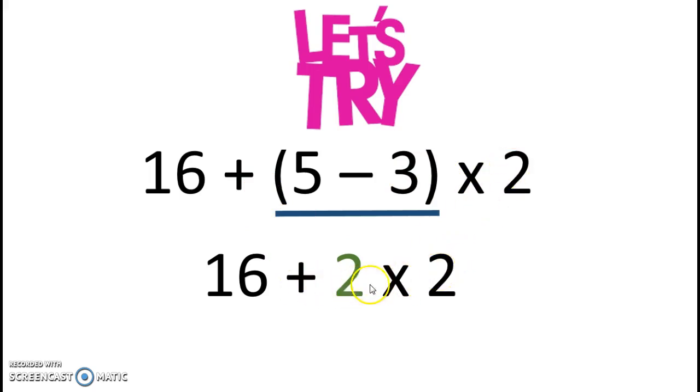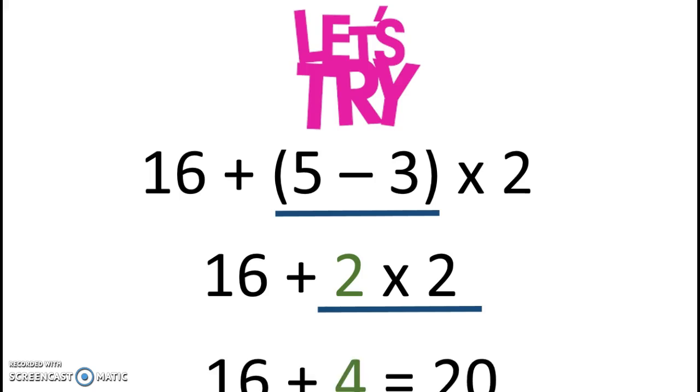Now I have addition and multiplication. Please excuse my dear. Well, we did parentheses. Excuse comes next, and I don't have any exponents. So then we do my dear, multiply and divide. I do have multiplication, so that's what I'll do second. So instead of writing 2 times 2, I'm going to substitute in a 4. 16 plus 4 equals 20, and we're finished. Let's try another.